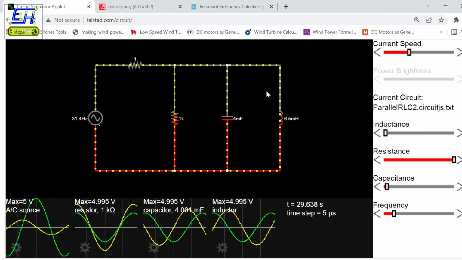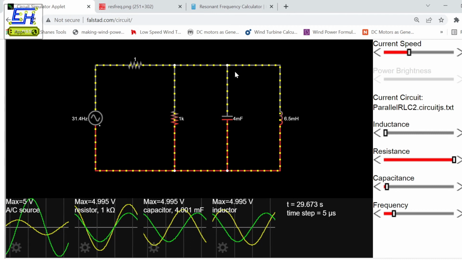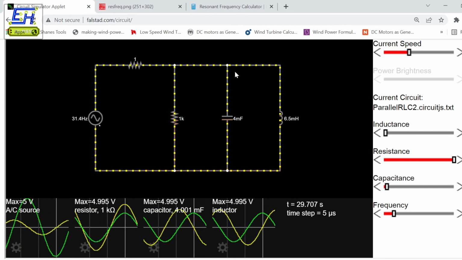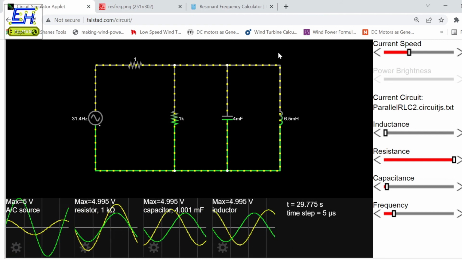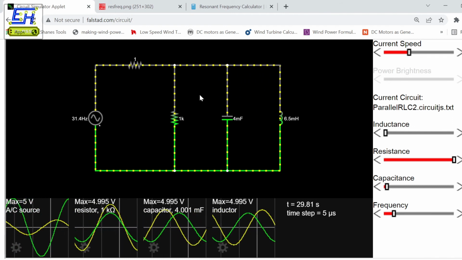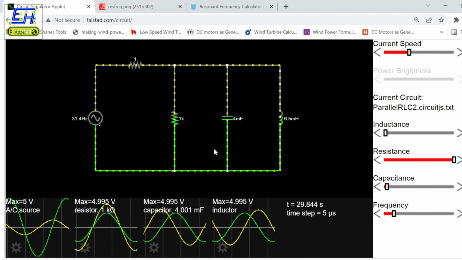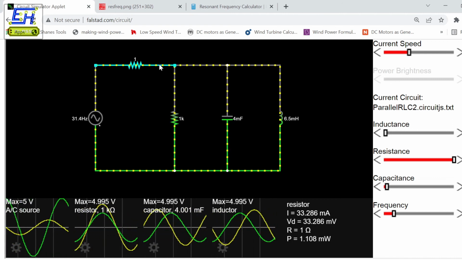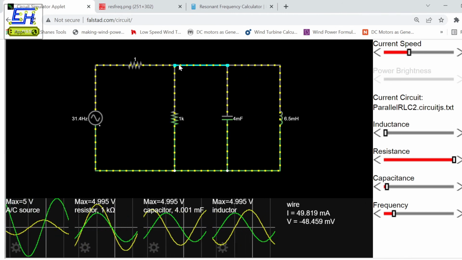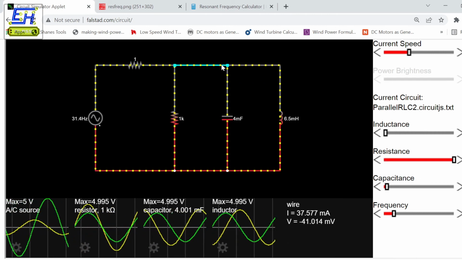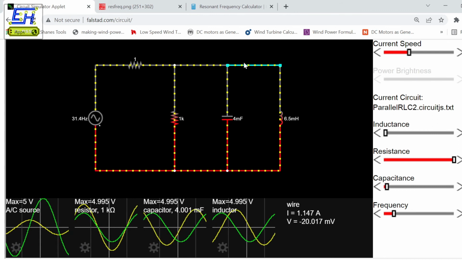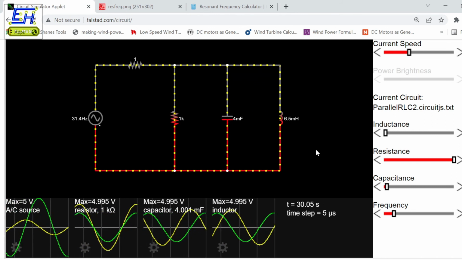But here they are not in series, they are in parallel. That's why even though they are in resonance condition, you will get some effective reactance at this branch. You can see that there are two branches where the current splits up. It will go here and it will go here. So at this branch there will definitely be some reactance.